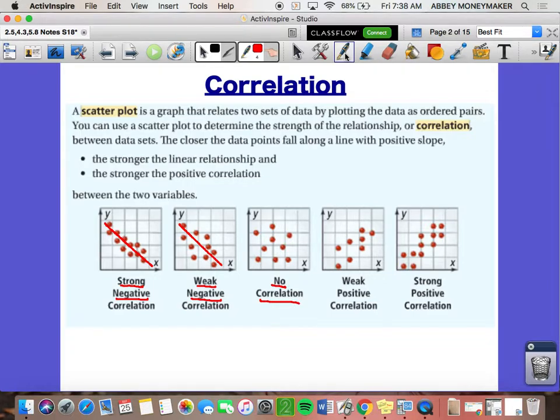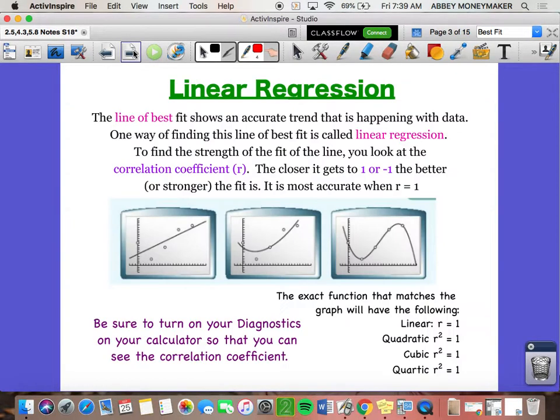And then we're going to look at the other direction too. This would be a weak positive correlation because, again, the data is trending upward. However, those points are not necessarily real tight, close together in line. And then here, you can see the points are a lot closer to the line that I just drew. So that would be a strong positive correlation. So our goal is to find the equation that has the strongest correlation for our data.